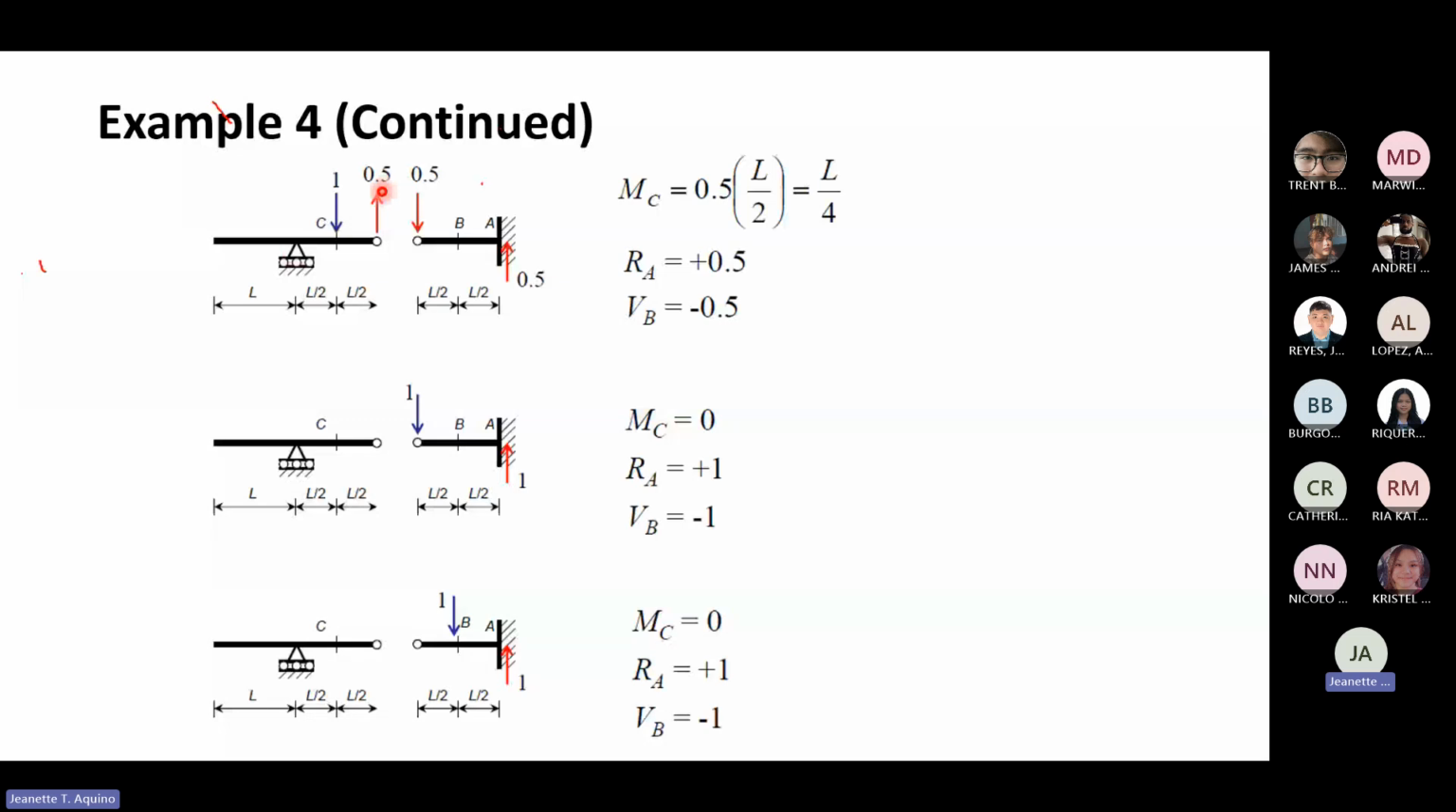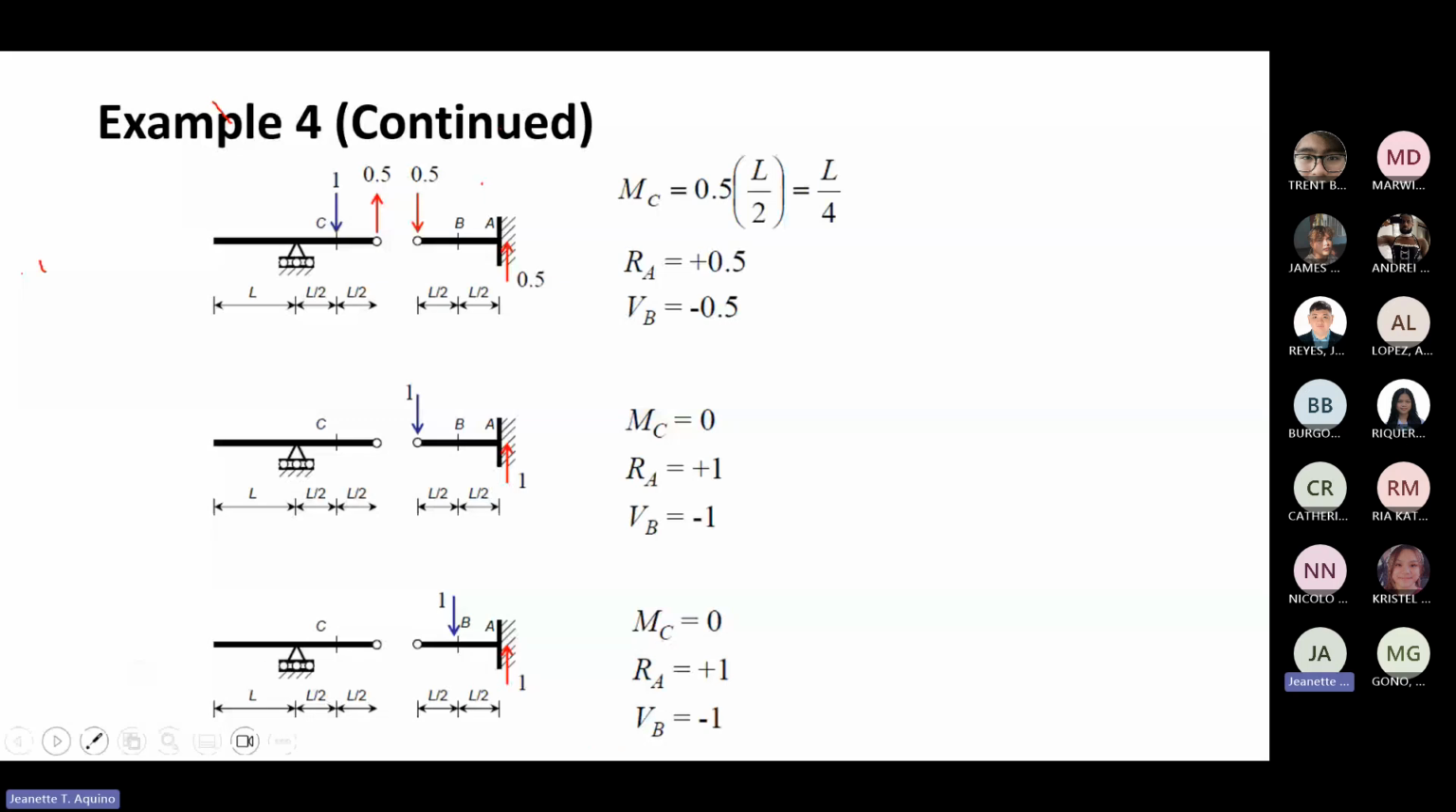So move again your load at point B. Moment at C: you can see the load is on this side, so moment at C is 0. RA equals +1, VB is -1.